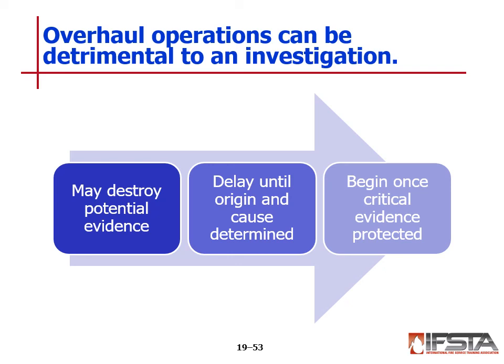So overhaul operations should be limited. Again, we're destroying potential evidence, right? We have to open up walls. We've got to open up ceilings. We've got to get into closets. That can destroy potential evidence. Delay that until the origin and cause can be determined, if at all possible. And then you can begin once critical evidence is protected. So we're not talking about postponement here. We're not talking about not doing overhaul operations. We're just talking about limiting it to what's absolutely necessary and then waiting until that critical evidence can be identified and protected.